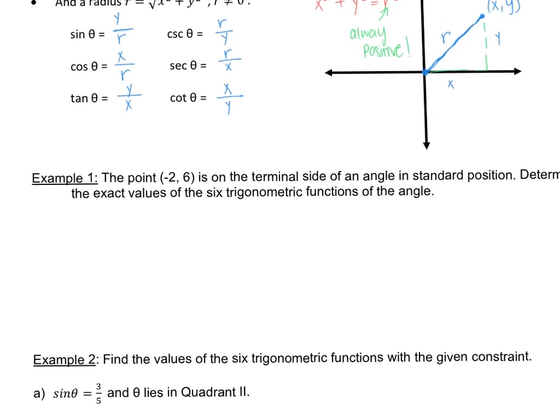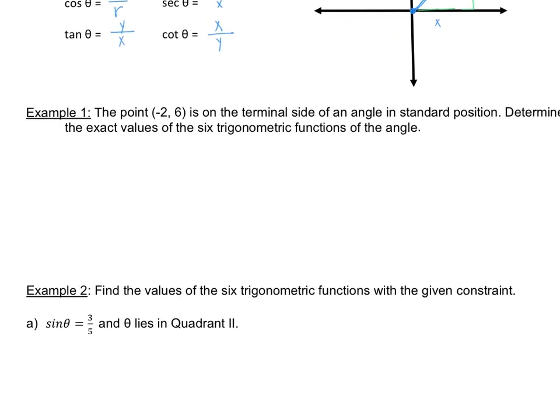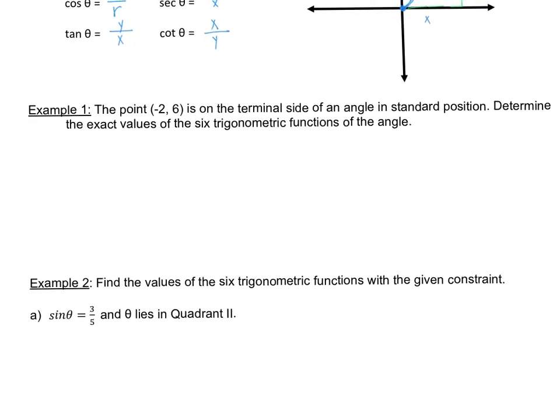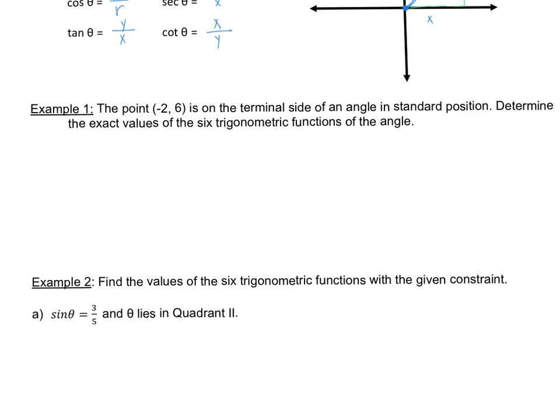Okay, so let's practice this idea using a coordinate point that we're given. So here we're given a coordinate point, and they tell us that we have a point, so an x and y value, that's -2 and 6. And it is the terminal side of the angle in standard position. Determine the exact value of the 6 trigonometric functions of the angles.